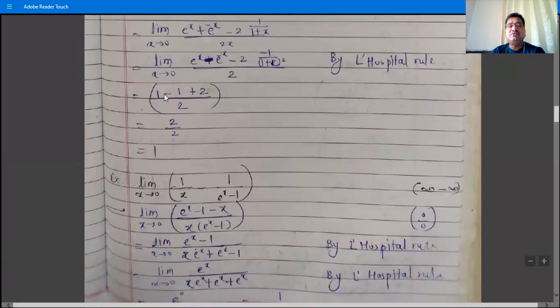Then substitute x as 0. So e raised to 0 is 1, e raised to 0 is 1, plus, minus minus become plus 2, and 1 by 1 plus 0 square, that value is 1. So plus 2 divided by 2. So we have 2 by 2, that is 1, the answer.